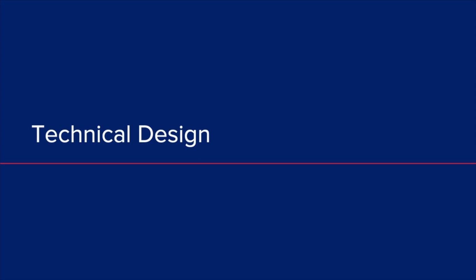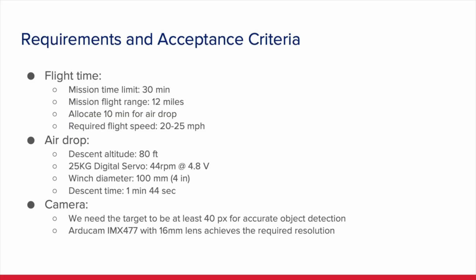We start off talking about the technical design. The requirements and acceptance criteria for this include a mission time limit of 30 minutes, mission flight range of 12 miles, 10 minutes for the air job, and a required flight speed of 20 to 25 miles per hour. For the air job, we will have a descent altitude of 80 feet, 25 kilogram digital servo, a winch diameter of 100 millimeters or 4 inches, and a descent time of 1 minute and 44 seconds.